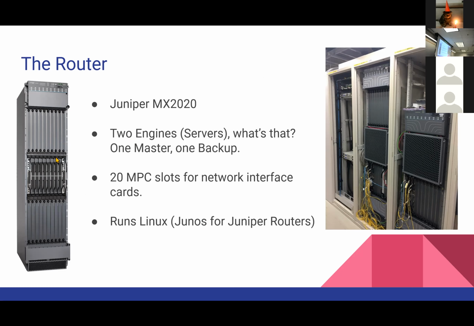There's one on the left, one on the right, and that's what stores the configuration of the router, how the router is configured. If one fails, the other one will take over. The one on the left is known as RE0, the one on the right is known as RE1, and when the router is normally operating, RE0 will be the master, and if the master fails, then the backup will take over. And then Juniper provides software for these routers called Junos.